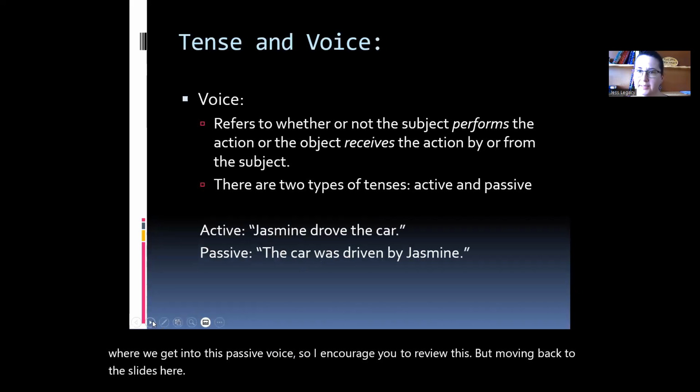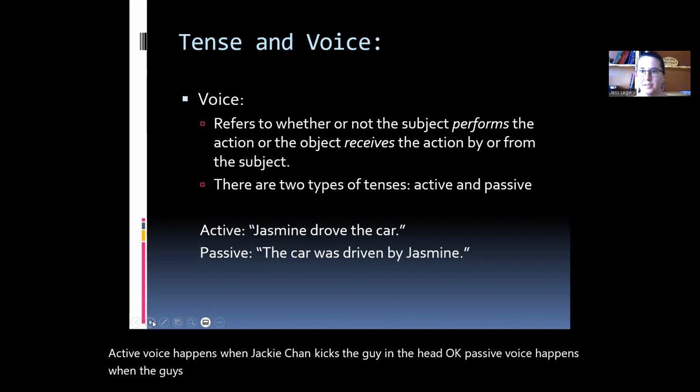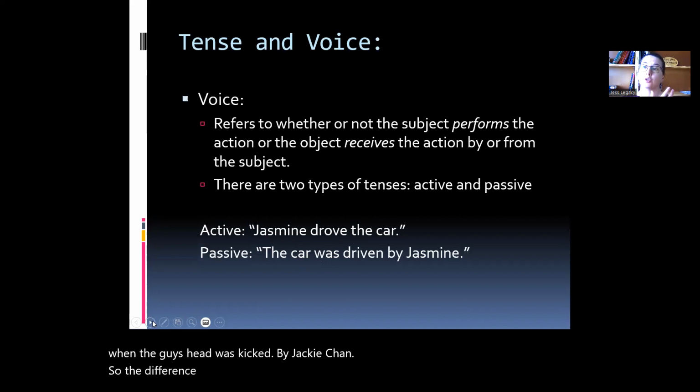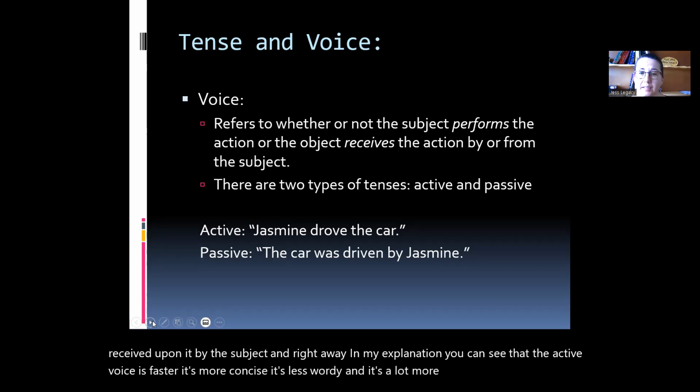So, voice. Active voice happens when Jackie Chan kicks the guy in the head, okay? Passive voice happens when the guy's head was kicked by Jackie Chan. So the difference is that either the actor, the subject, does the thing, or the thing has an action received upon it by the subject. And right away in my explanation, you can see that the active voice is faster, it's more concise, it's less wordy, and it's a lot more clear, right? So always strive for the active voice.